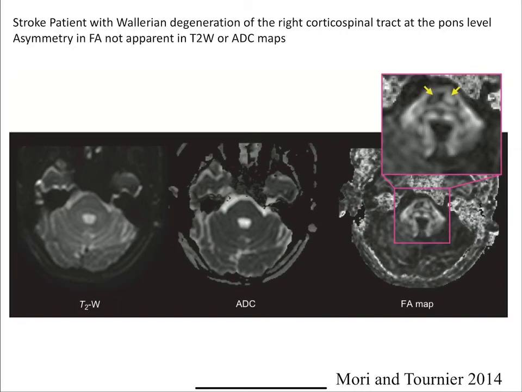This is a nice example here. If you look in this region, there's really not too much asymmetry in the diffusion coefficient. Okay, in this patient, who is a stroke patient, you actually see quite a pronounced asymmetry in their fractional anisotropy, indicating that there's some loss of anisotropy that's not reflected in pure diffusion change.